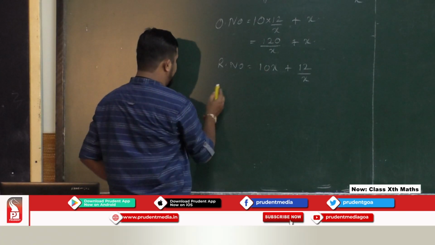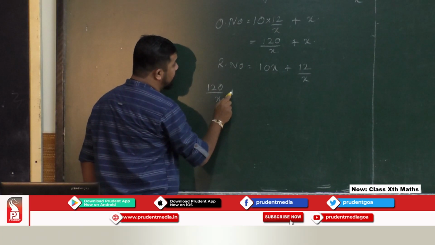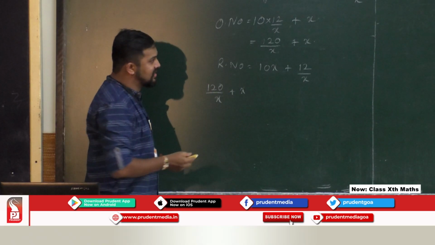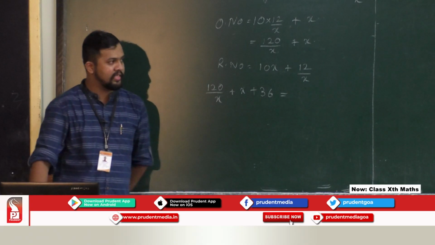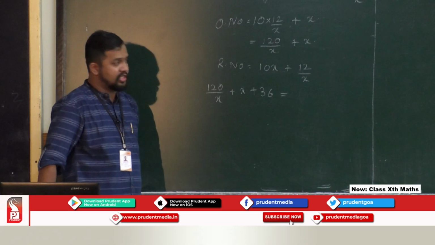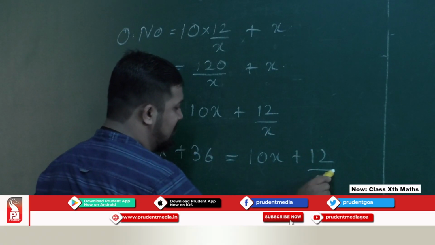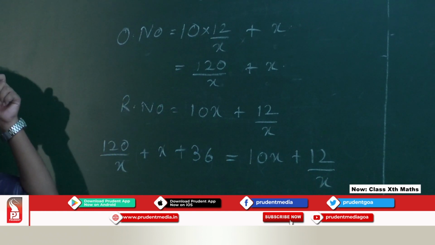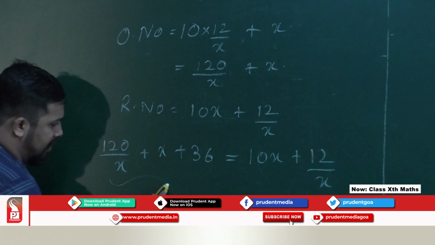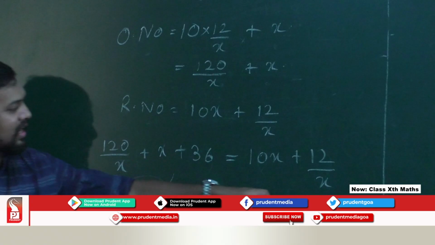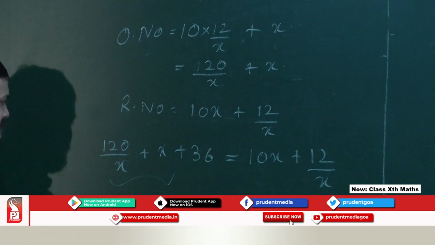That is, add 36 now. So my original number is 120 by x plus x, and to that I have to add 36. After adding 36, only then will you get the reversing number. We already found the reversing number: 10x plus 12 by x. See what the question said: when 36 is added to the original number, that time only I will get the reversing number.